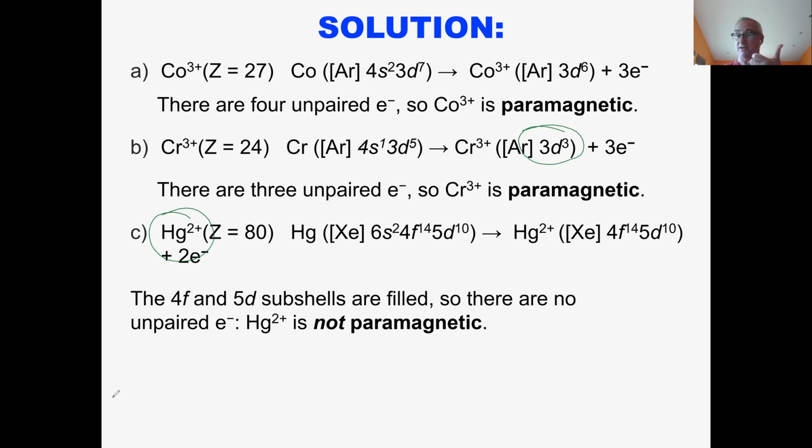And if we look at mercury +2, you can see that its S is filled, F is filled, and the D is also filled. So all of its subshells are filled. So you don't have any unpaired electrons. And so that is not magnetic. We say it's diamagnetic. And I need to double check on something. Okay. All right. So that is basically the last bit of chapter 3.